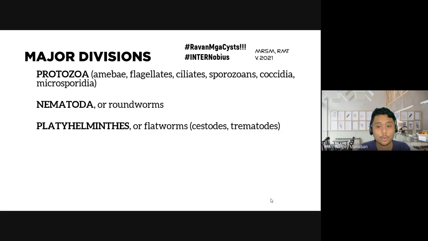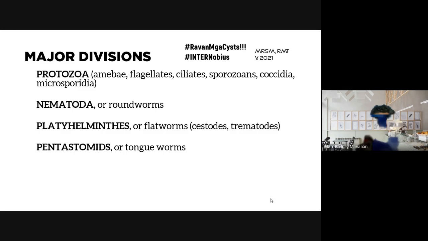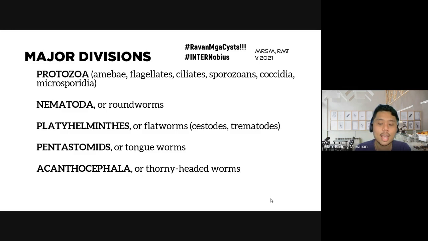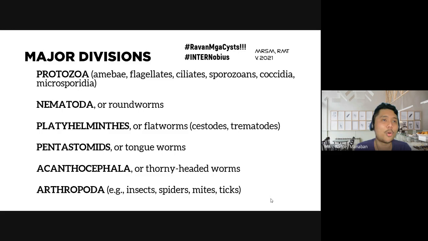And then you have also your pentastomids, your tongueworms, and acanthocephala, thorny-headed worms, mga less occurring na mga parasitic worms. And of course, the last one, which I believe also is the more neglected part of medical parasitology, and that is your arthropods. Your arthropods or your insects, spiders, mites, and ticks can also become parasites.